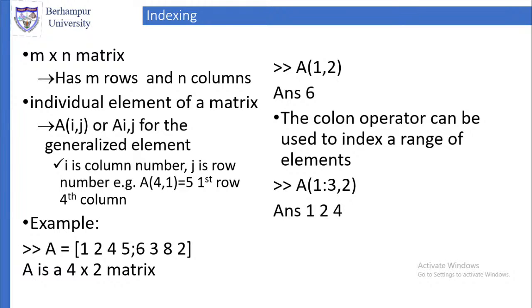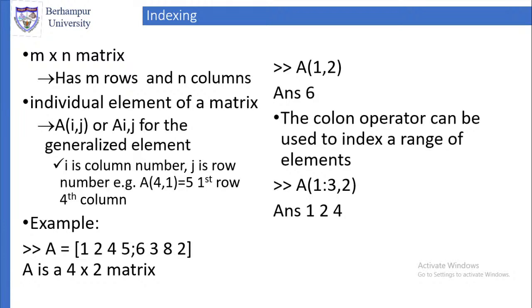For example, A(4, 1) is equal to 5. That says that it is the first row and the fourth column of the matrix A. In the matrix A, the first row and fourth column is 5. That is what is meant by A(4, 1). The value is given after the equal to sign.